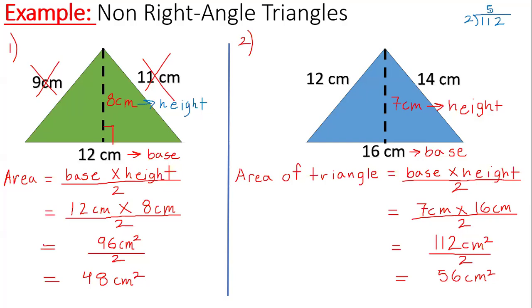5 times. 2 times 5 is 10. 11 minus 10 is 1. Bring down the 2. How many times does 2 go into 12? 6 times. 2 times 6 is 12. You cancel. 12 minus 12 is 0. And so it's going to be 56 centimeters squared. All right, does that make sense?